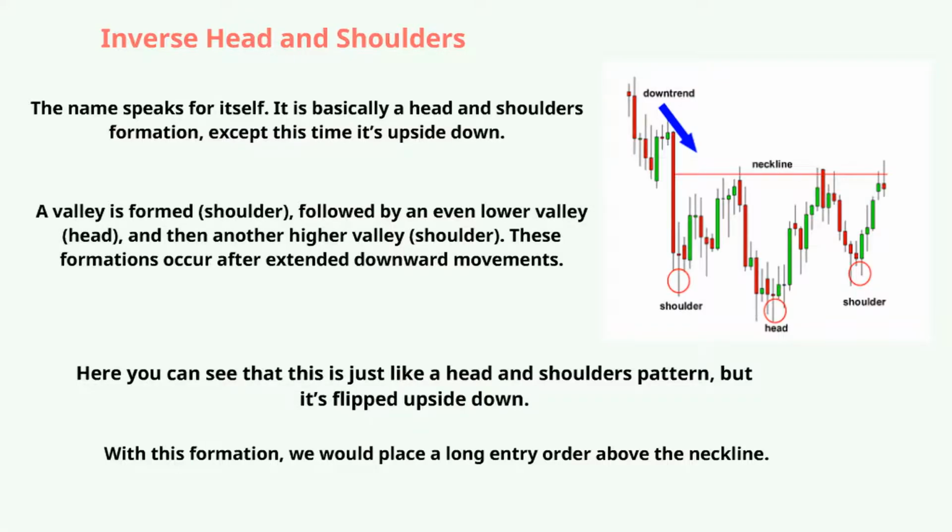Let's discuss inverse head and shoulders. The name speaks for itself. It is basically a head and shoulders formation, except this time it's upside down. A valley is formed, shoulder, followed by an even lower valley, head, and then another higher valley, shoulder. These formations occur after extended downward movements. Here you can see that this is just like a head and shoulders pattern, but it's flipped upside down.